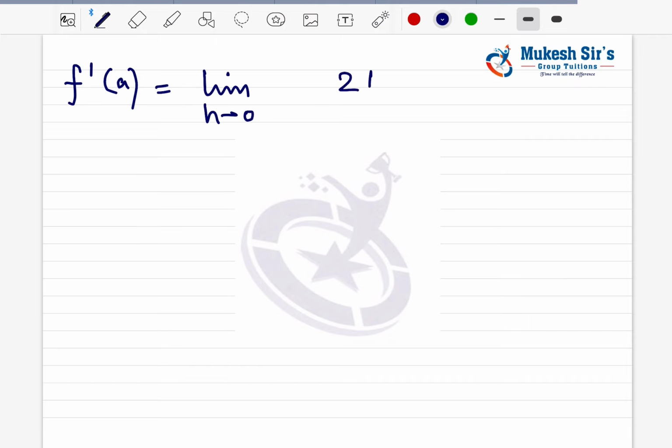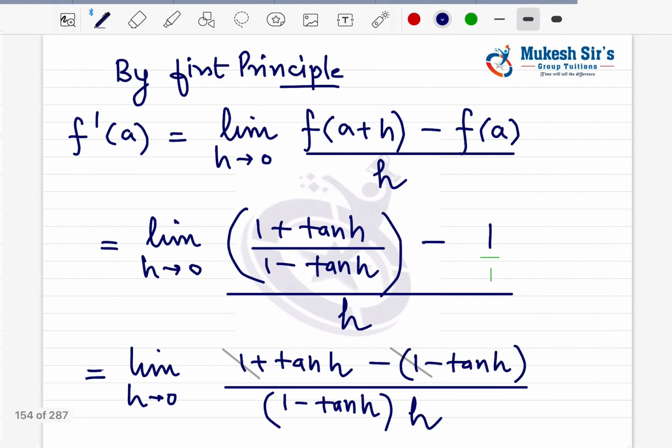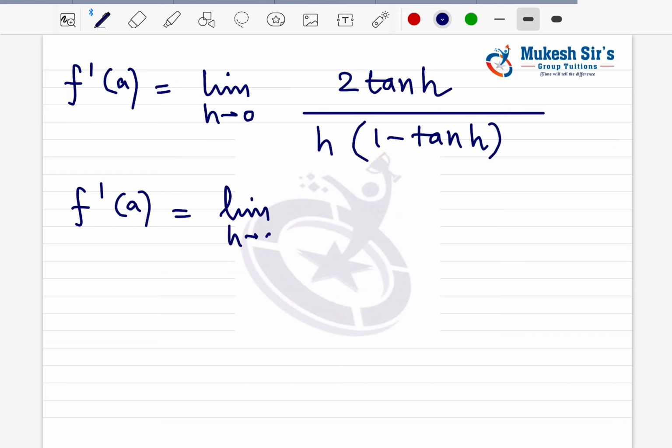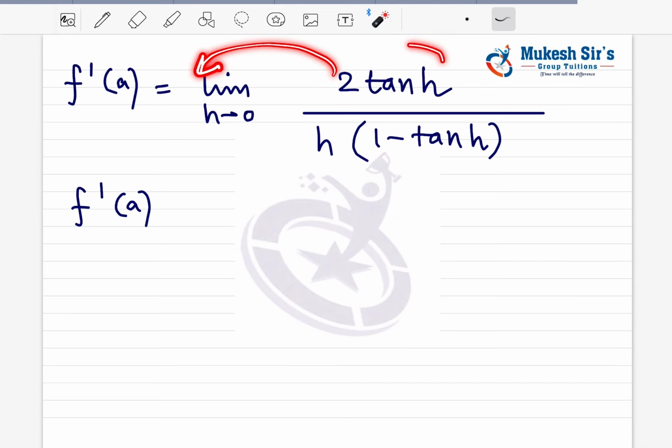You will have 2 tan h divided by h into 1 minus tan h. So f dash a will be equal to limit h tends to 0. Now you have to keep that 2 constant. 2 goes out, right? This 2 is a constant and goes outside the limits. Tan theta upon theta becomes 1. So you can use this formula and apply limits.